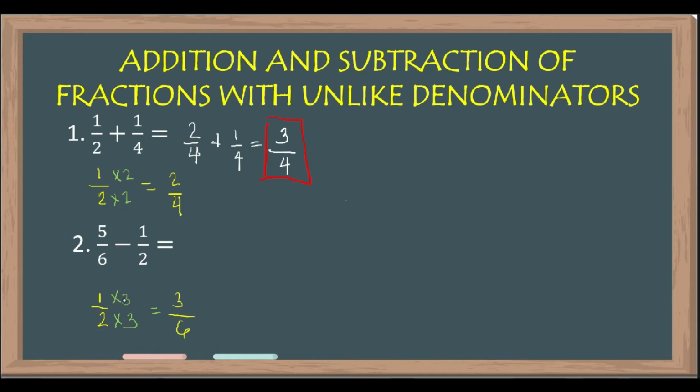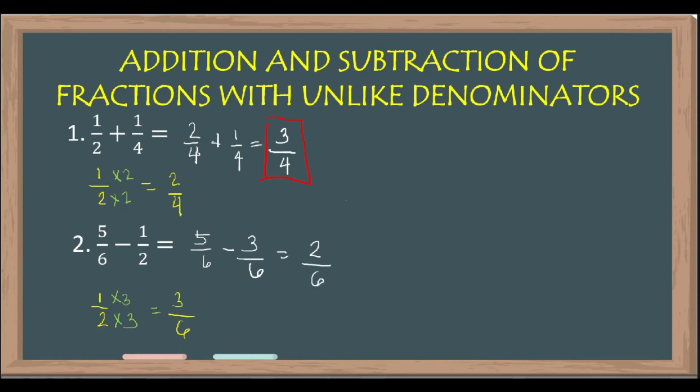Bakit po 3 ang tinimes natin? Para yung ating denominator ay magiging 6. So, the same na sila sa 5 over 6. So, susulat na natin 5 over 6 minus the equivalent fraction ng 1/2 is 3 over 6. So, just copy. Yan. 5 minus 3, that is 2. Then, copy lang yung kanyang denominator kasi common, the same sila ng denominator.